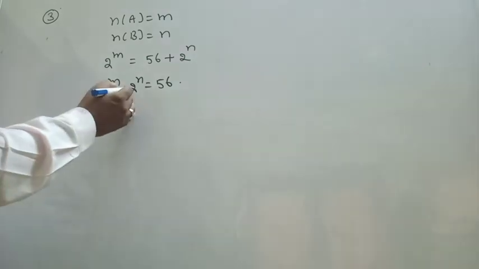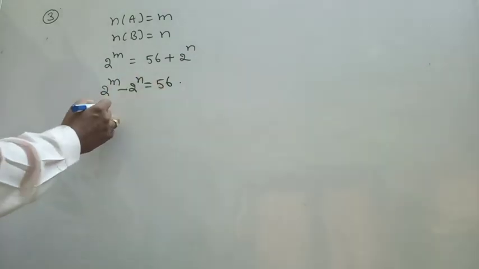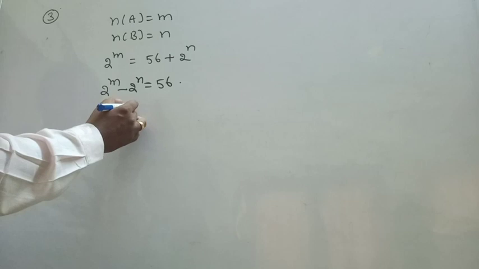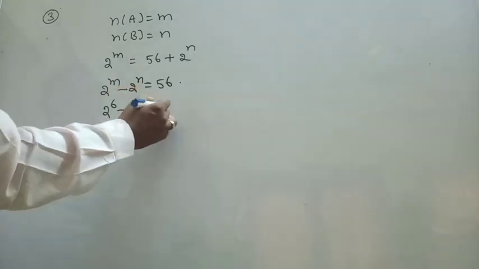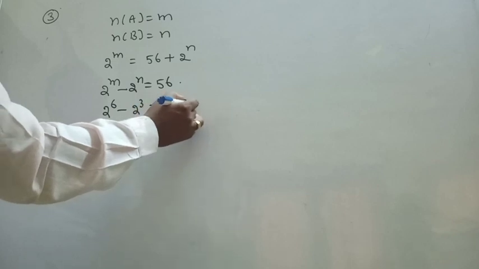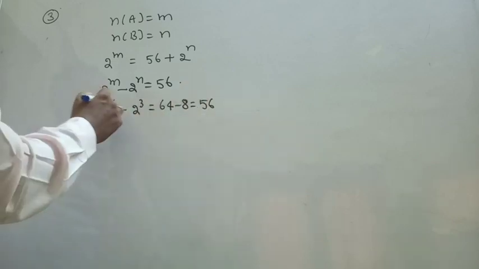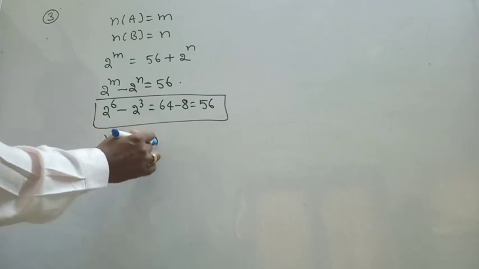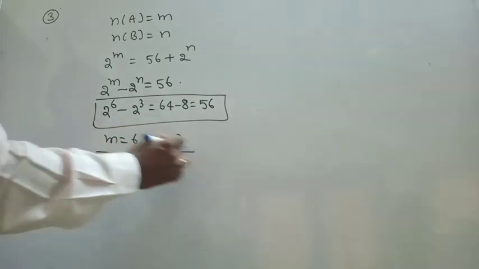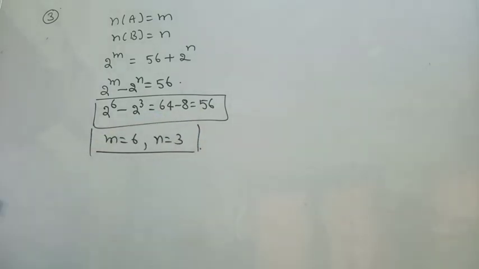Now see, 2 power m minus 2 power n is equal to 56. If I take 2 power 6 minus 2 cube, 2 power 6 is 64, minus 8, that is equal to 56. Wonderfully, it is satisfying. Now m is equal to 6, n is equal to 3. The values of m and n are 6 and 3 respectively, right, my dear students? Like this, beautifully we will get this particular problem.